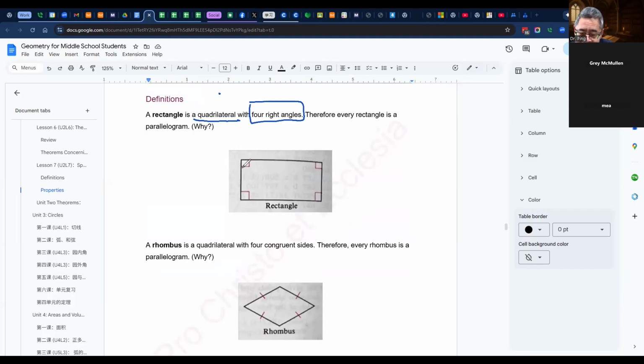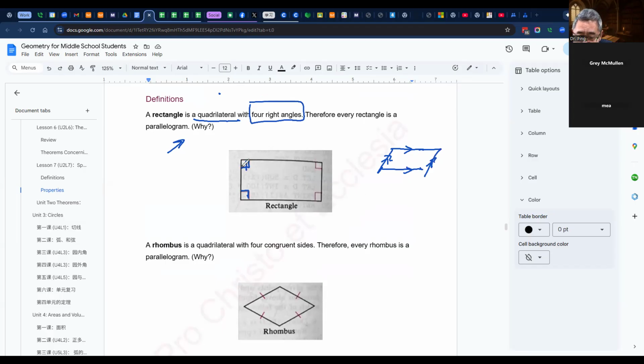right angles. You can see that. And so therefore, every rectangle is a parallelogram. Well, we need to ask for why. Well, remember when we define the parallelogram is that the two corresponding sides are parallel. So we just had to prove that.